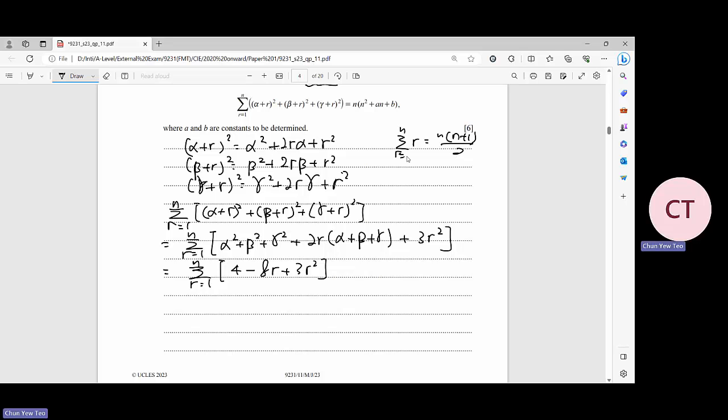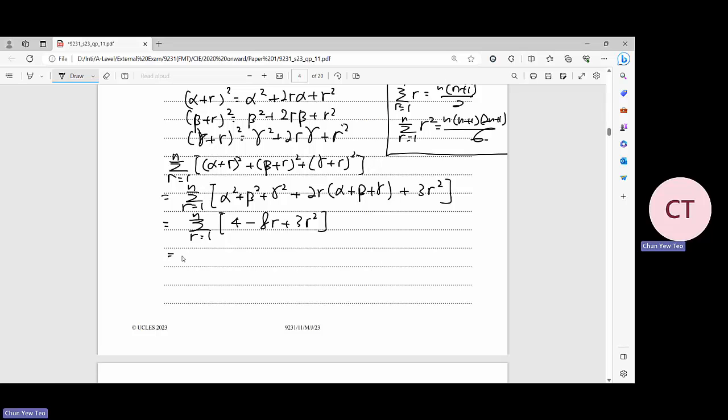Okay, this is the formula that we can find in the formula booklet of MF19. Same thing happened for this, and n times n plus 1 times 2n plus 1 over 6. So this is the formula that we can find, just apply them inside directly. You get this one as 4n minus 8 times n times n plus 1 over 2 plus 3 times n times n plus 1 times 2n plus 1 over 6.